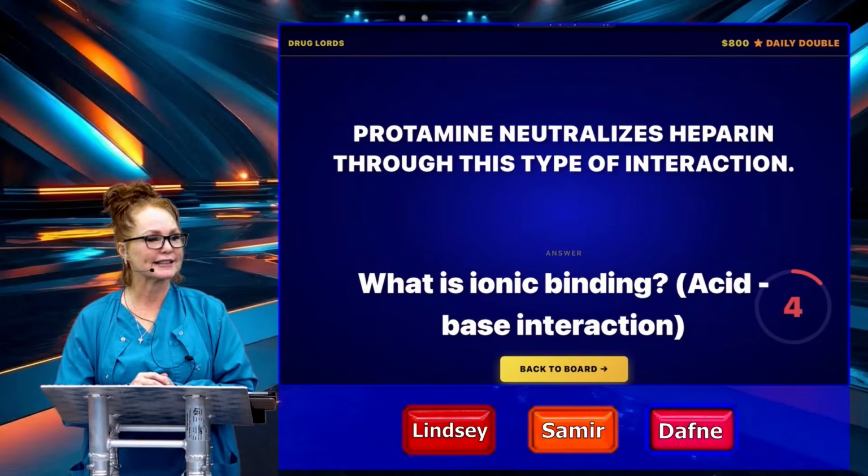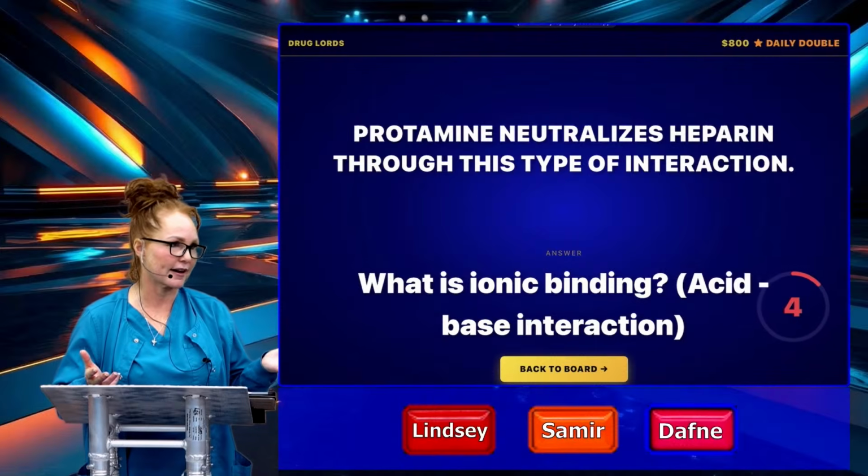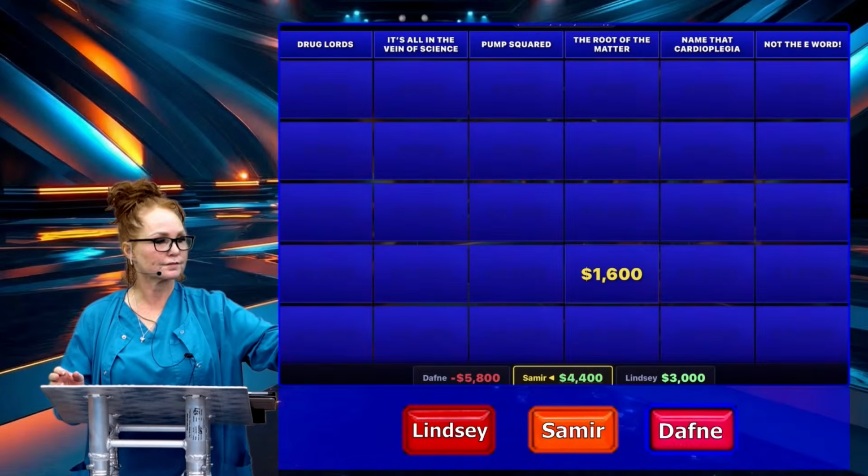What is salt combining? They combine their salts. That's what it is. It's a kind of, I'm going to say incorrect. It is a type of binding. It is ionic binding. Yeah, okay.